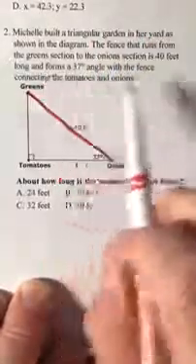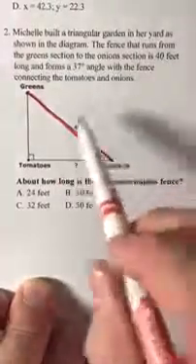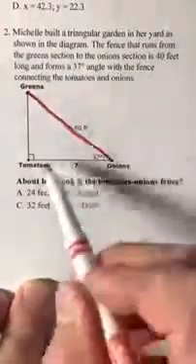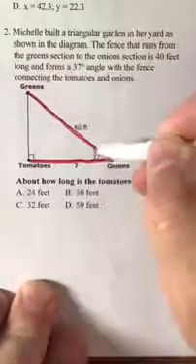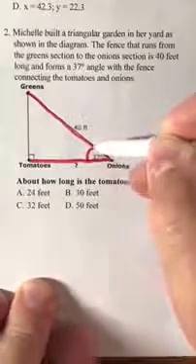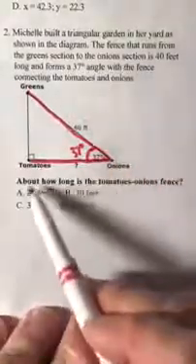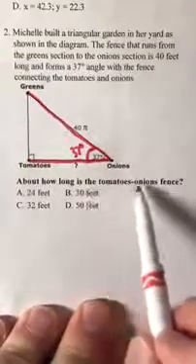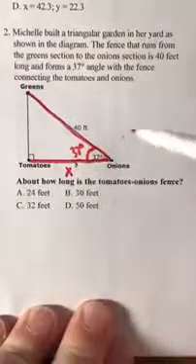along feet long, and forms 37 degrees with the fence connecting tomatoes and onions. So here are the two sides that form this acute angle 37 degrees. Okay, so this is 37 degrees. And it says about how long is the tomato to onions fence. So this is X. There's a question mark here.